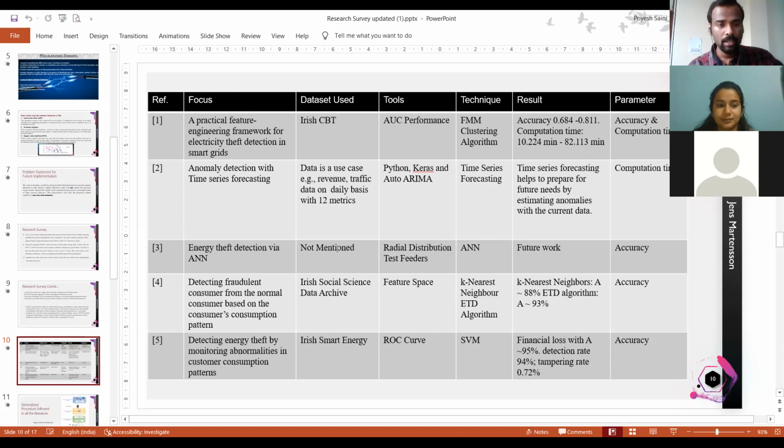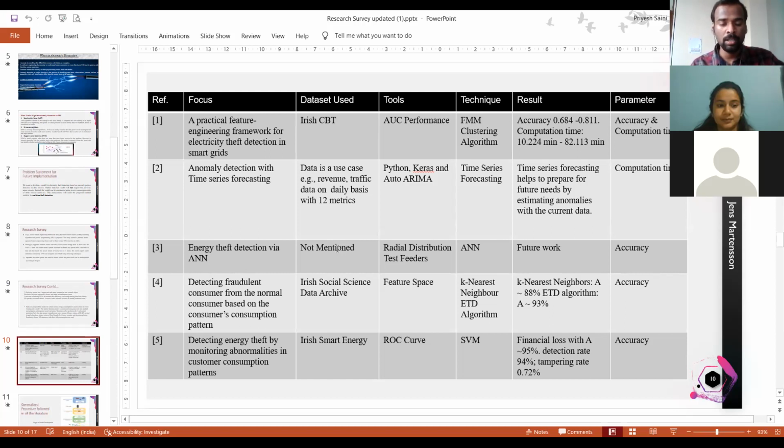The second one is anomaly detection using time series forecasting. Of course, we are dealing with time series data, so time series forecasting can be used, and the tools used here are the Keras library and the AutoARIMA model, using the Python language. Time series forecasting is basically used for future predictions, and the parameter which was focused on was computation time only.